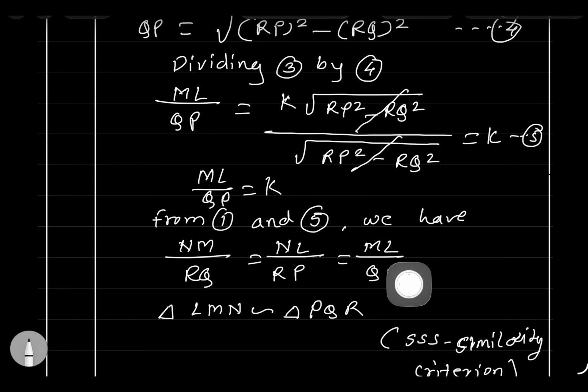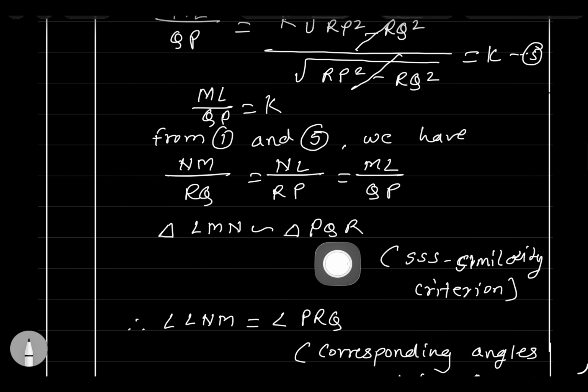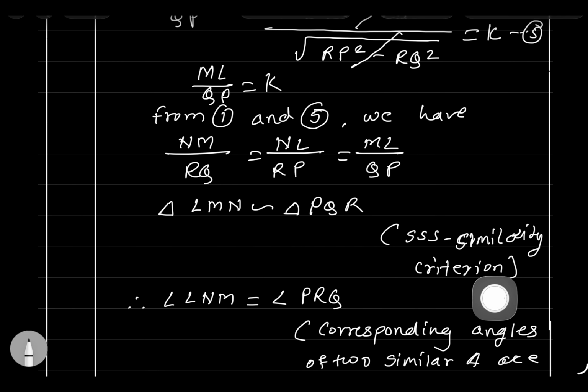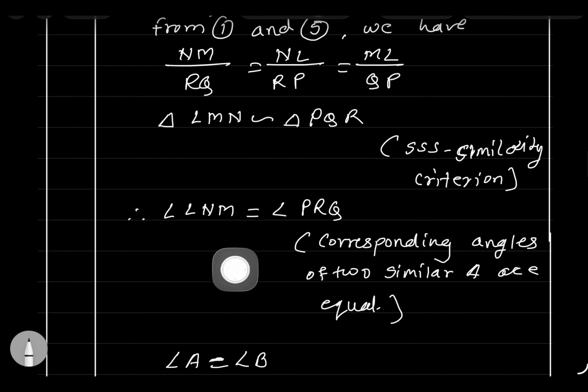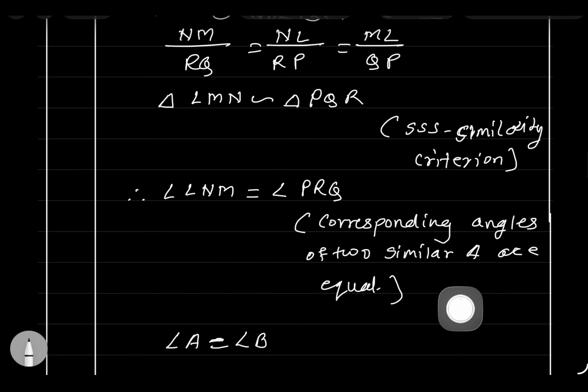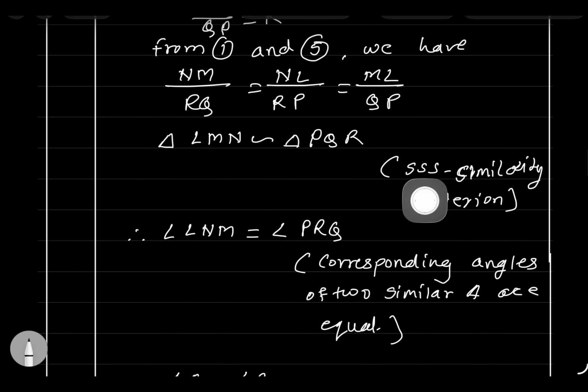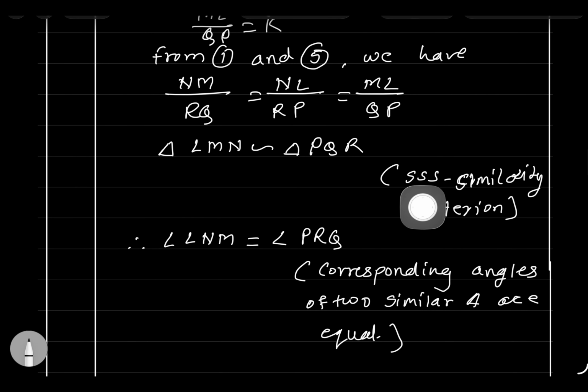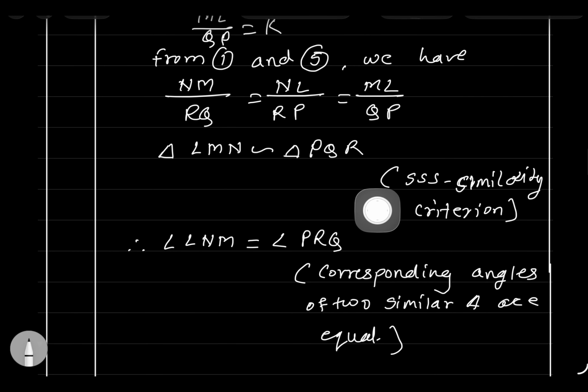So equal to k means all three sides are in proportion. See, two triangles are given, their sides are in proportion. So triangle LMN is similar to triangle PQR by the SSS similarity criterion that we studied. So here angle LNM equal to angle PRQ, means corresponding angles of two similar triangles are equal. By SSS, all three sides similarity criterion we use. These have the same proportions in their sides, so their angles are equal.